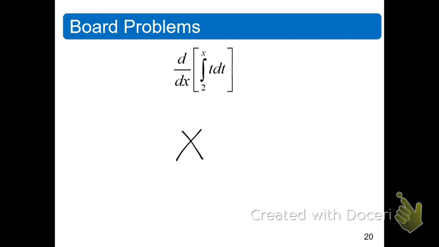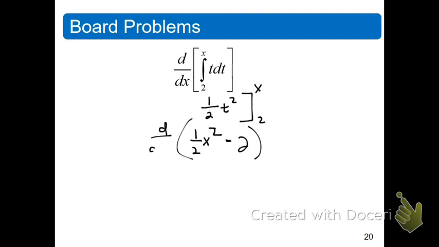Now, if I wanted to show you the work behind it, we could. Okay, that's your answer, but watch this. We could take the antiderivative of t, which is 1 over 2 t squared, from x to 2. I could plug in my x, so 1/2 x squared minus, I could plug in my 2, so 2 squared is 4, half of 4 is 2, but then look, there's a derivative out in front.